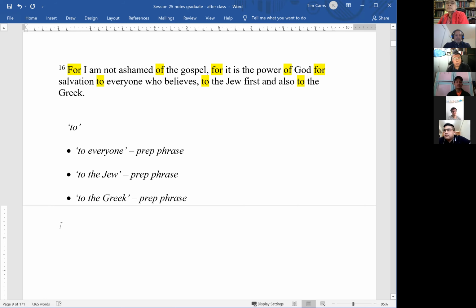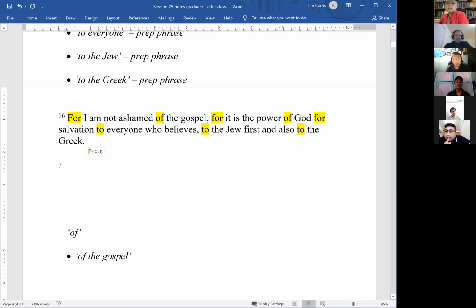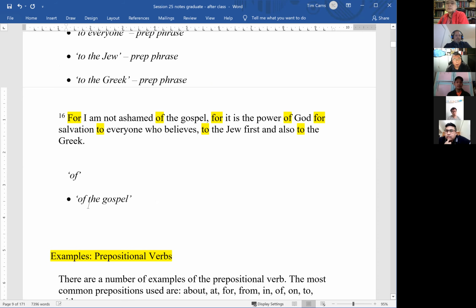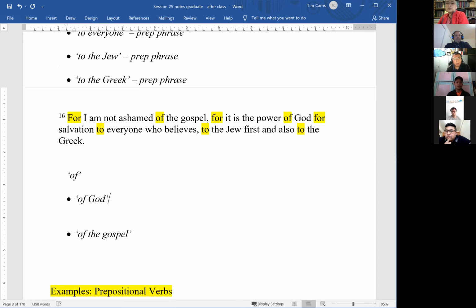Now, the last preposition we see in this passage is "of." And we see "of God" here. Let's do that one first. Okay, "of God." And then we'll talk about "of the gospel." So is this a prepositional phrase? Yes, Pastor. It is, because it's followed by a noun. Okay, now, "of the gospel."